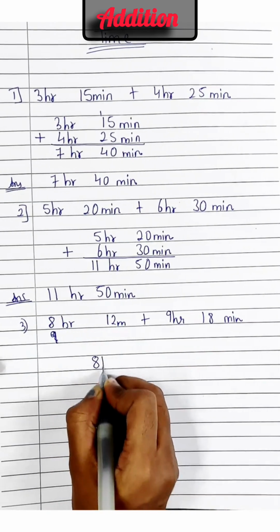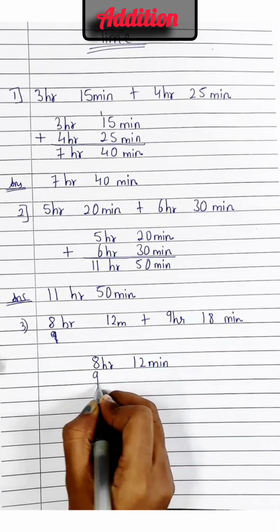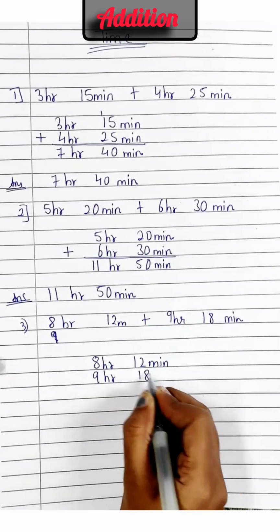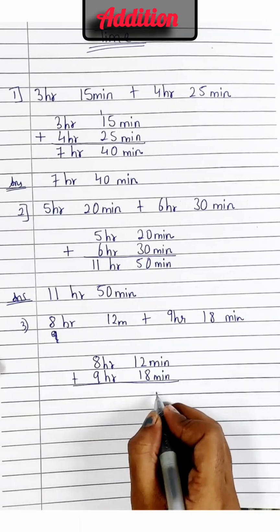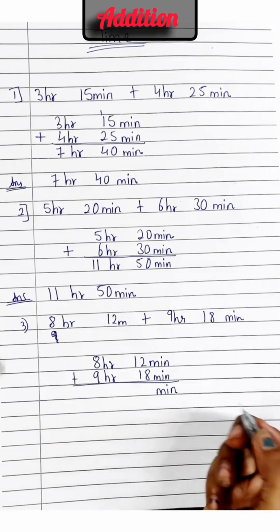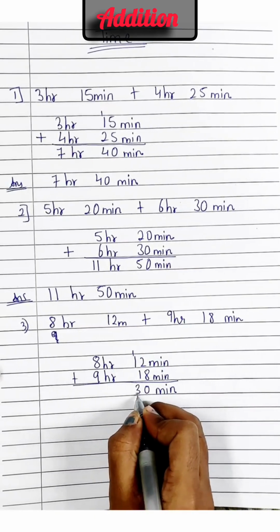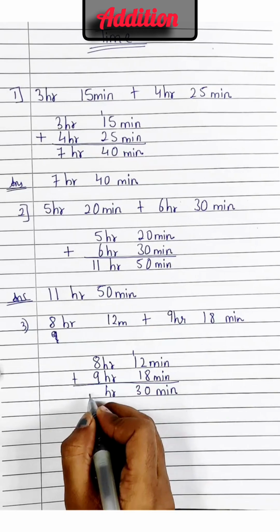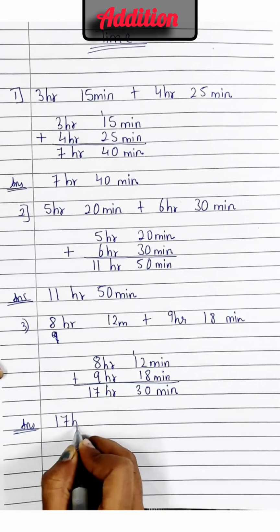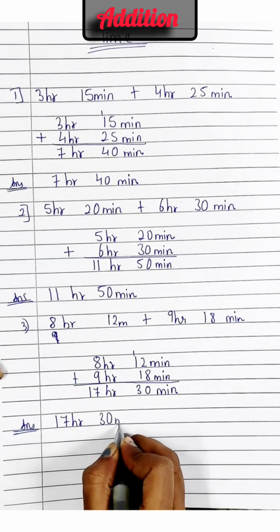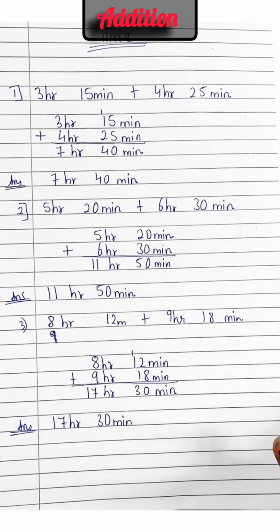Our third question is 8 hours 12 minutes plus 9 hours 18 minutes. So minutes under minutes we will write and hours under hours. It's 30. So what is your answer over here? 17 hours 30 minutes. So this is about addition.